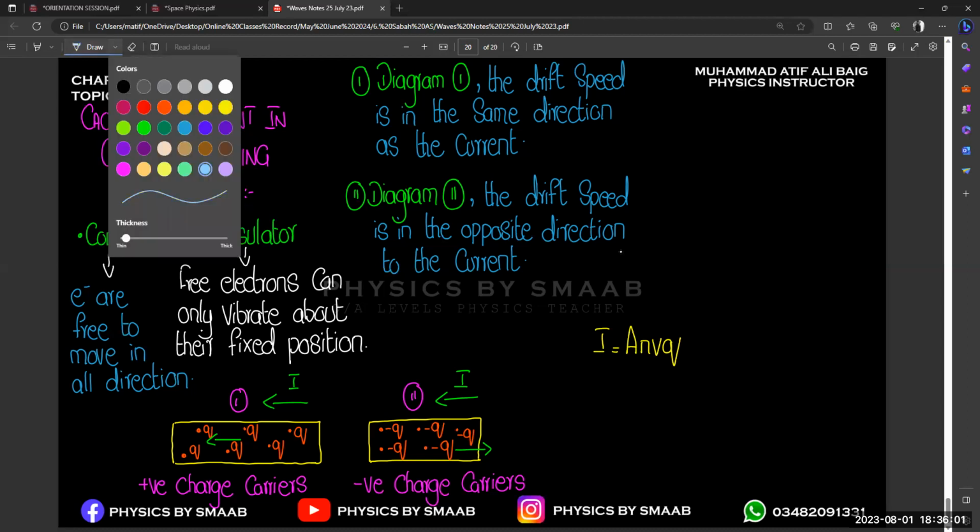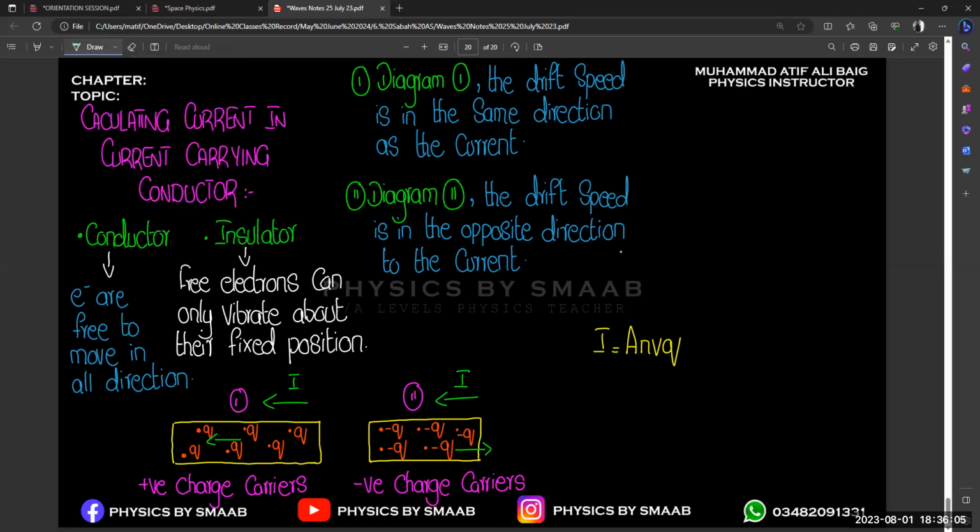So you may arrange this formula for the drift speed, or you may also arrange this formula for electric current. So I is for electric current, you know that this is for electric current. And if we talk about capital A, capital A will be for cross sectional area, right? This is for cross sectional area.